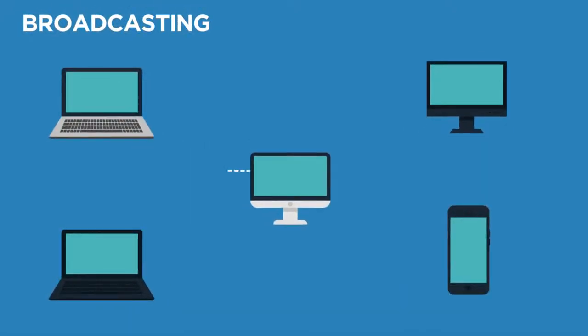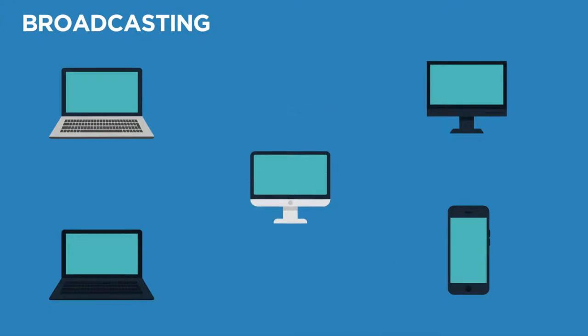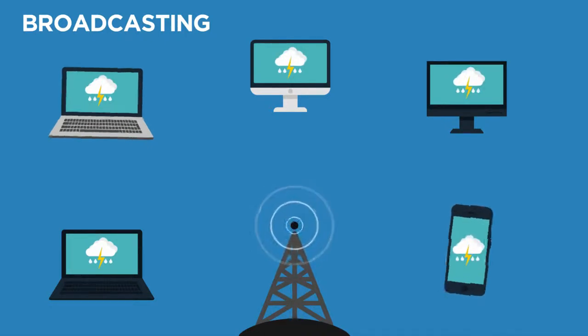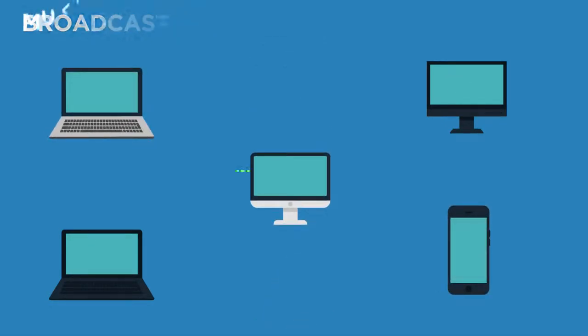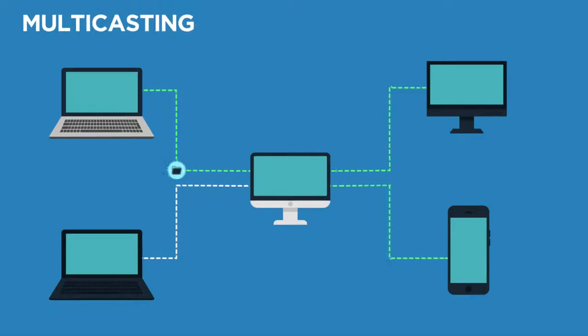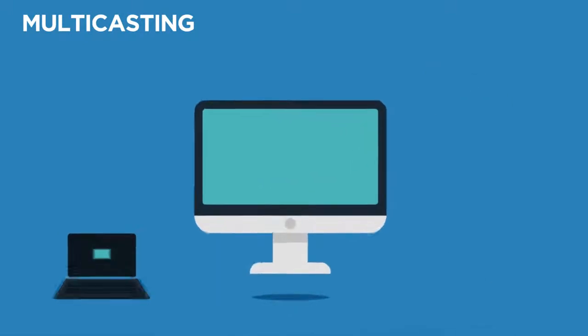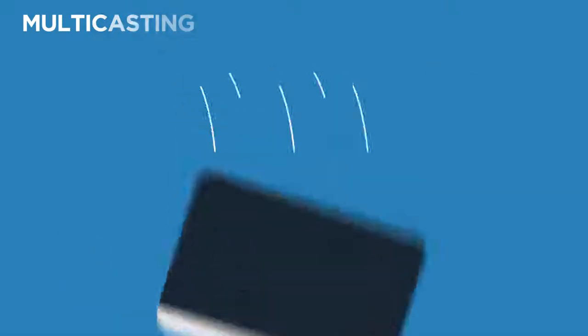Whereas in broadcasting, one computer sends data to all nodes in the network, for example, distributing weather reports or live radio programs. Broadcasting a message is wasteful because some of the receivers might not be interested in the message. Multicasting is nothing but sending messages to a well-defined group of nodes but not all the nodes. For example, streaming live video only to the subscribed viewers.